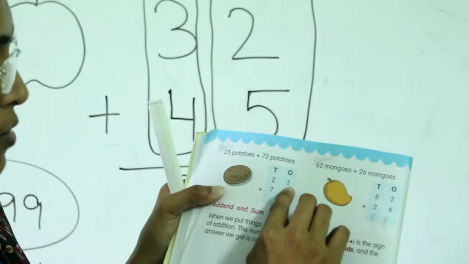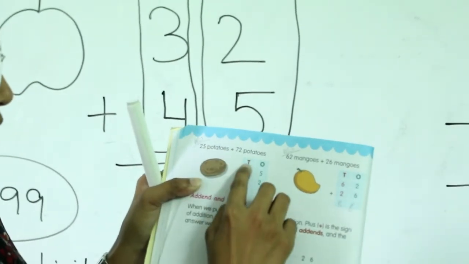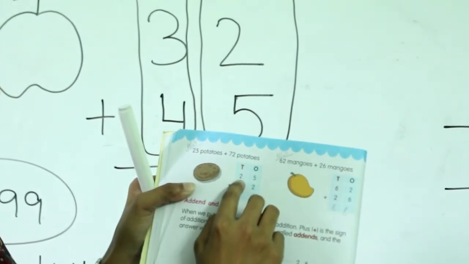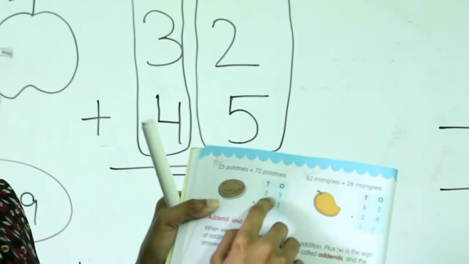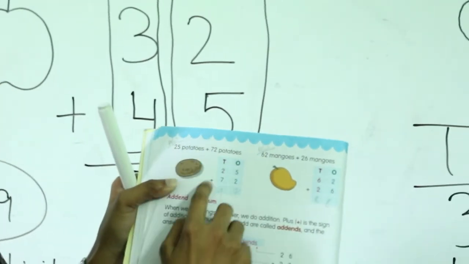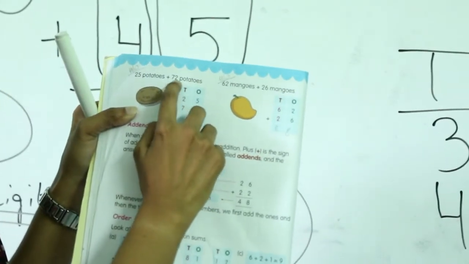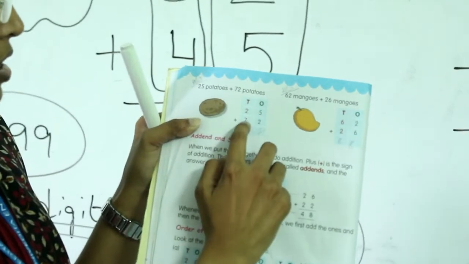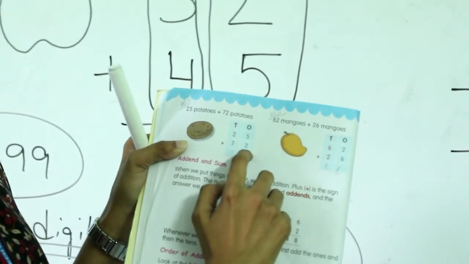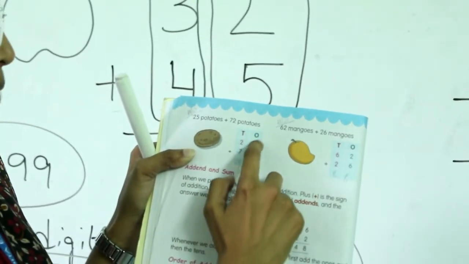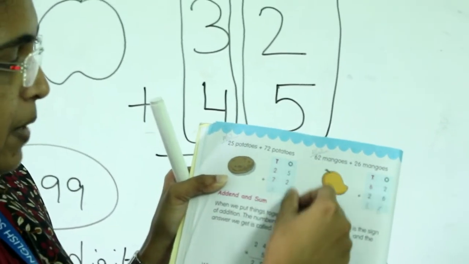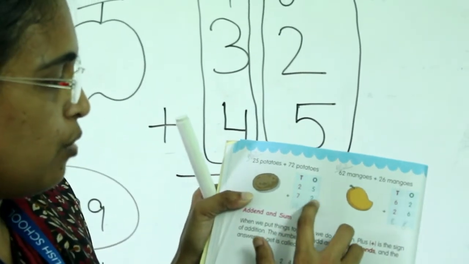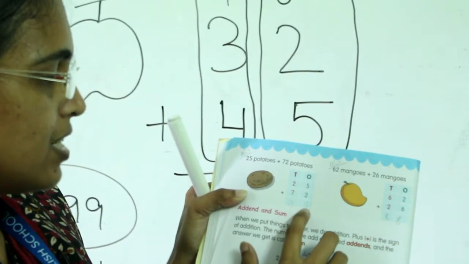Now 25 potatoes, then tens and ones. 2 is in the tens place and 5 is in the ones place, because this is a 2 digit number. Then we have to put the plus sign. Then which number is this? 72. So 7 is in the tens place and 2 is in the ones place. Then you add 5 plus 2. Always add the ones place first. So 5 plus 2, the answer is 7.